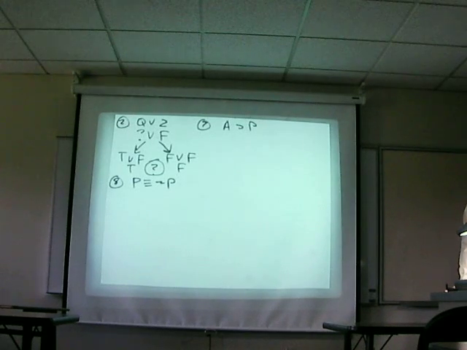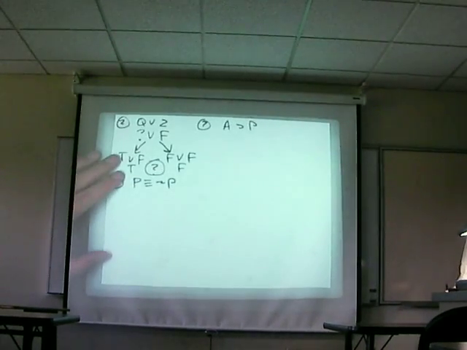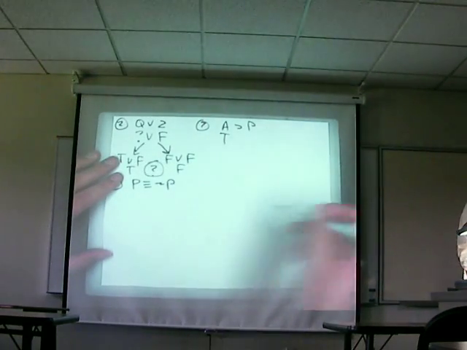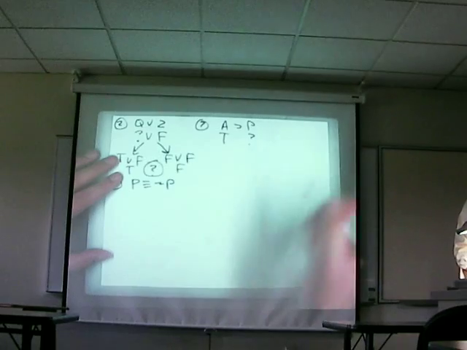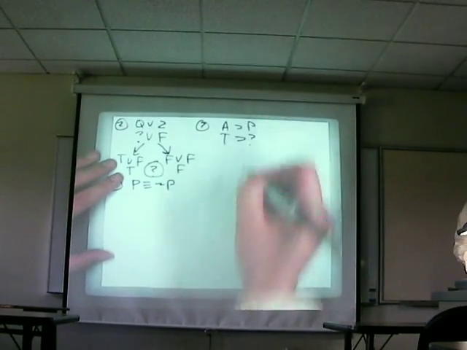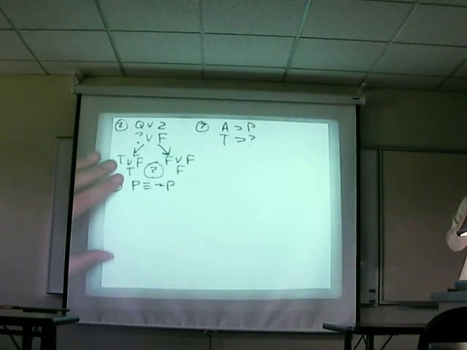Let's now go on to problem number 7. Problem number 7, we've got A horseshoe P. So again, let me plug in the values that I know. A is defined as true, whereas P, once again, is a question mark. So we get down to T horseshoe question mark. Can we know anything here?